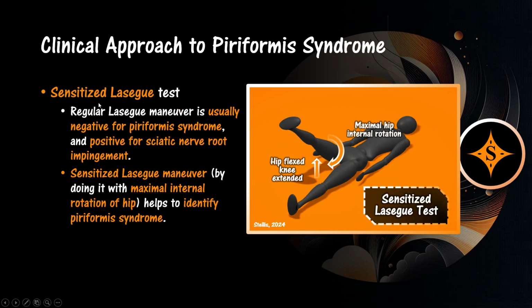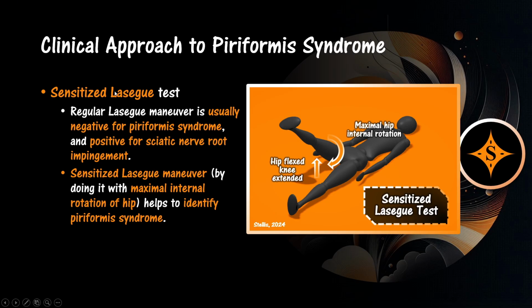Sensitized Lasegue test. Lasegue test itself, the regular Lasegue test is one that is performed to seek out whether there is a sciatic nerve compression, sciatic nerve root compression. So it's a nerve root compression. Regular Lasegue would be positive for nerve root compression, so compression at the level of the nerve root, that is at the level of the nerve that just gets out of the spinal cord, not further down. Once it's further down, it's no longer called nerve root, it's just nerve.